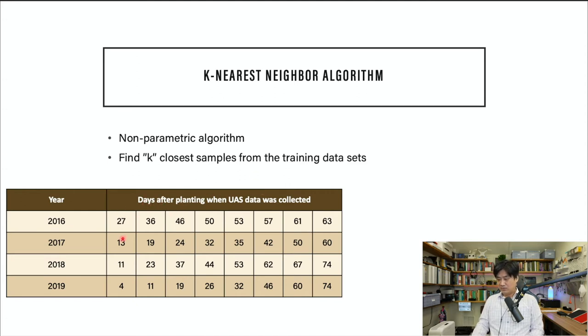After you first plant it, the cotton on the ground becomes the first day after planting, and you just keep doing it. This is an example of the 2016 UAV data set. We collected 27 days after planting, 36, almost on a weekly basis. On 17 we start flying, 13 days after planting, 18 at 11 days after planting, and so on.